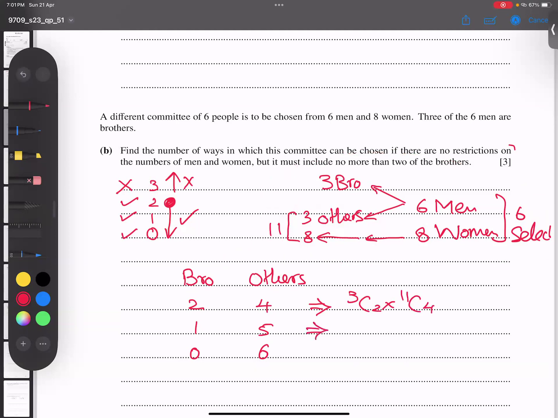So let's go to the second option. Naturally, from three brothers, I need one, so 3C1. And from the three other men and eight women, that is 11, I need 5, so 11C5. And for the third option, no brother is needed, and all 6 will come from the others, 11C6. If I add them all, I will save your time, it comes to 2838. And I believe this part is very clear.